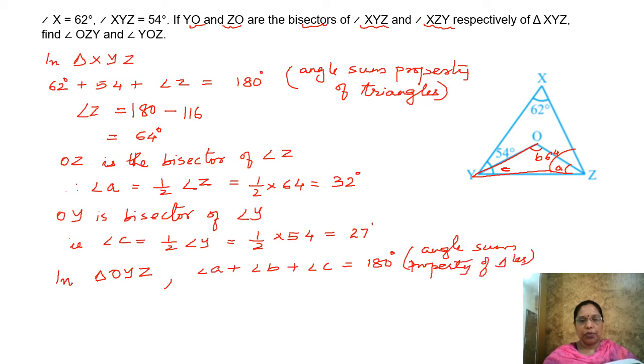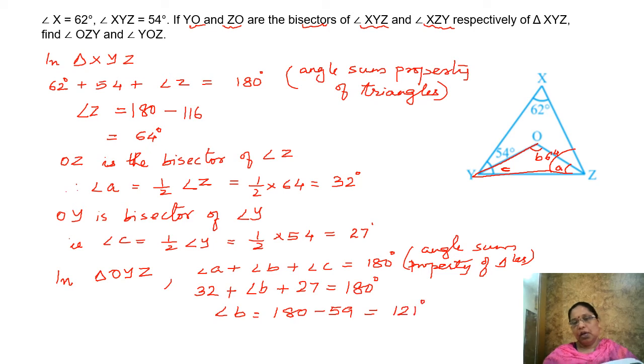Okay. So what is angle A? We have got angle A as 32 plus angle B, we don't know angle B, we have to find angle B, plus angle C as 27 is equal to 180. Then what is angle B? 180 minus 32 plus 27, that is 59. Then what is the answer? 121 degree. Understood? So you got both the angles.